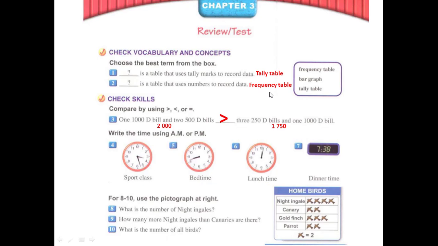Okay. Write AM or PM. Sport class. It is 30, 27. So it is AM or PM. Of course, PM.